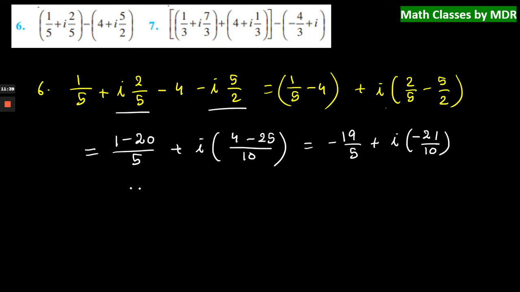Right? So further I can write it as minus 19 by 5 minus i 21 by 10. This is the a plus ib form for the sixth problem. Now let us see the seventh problem.